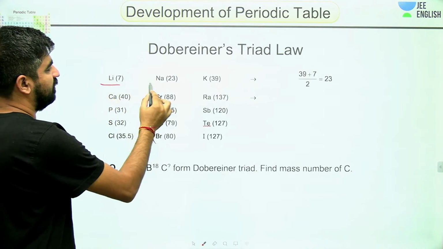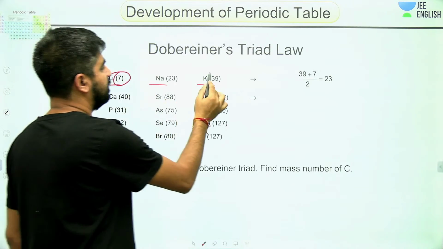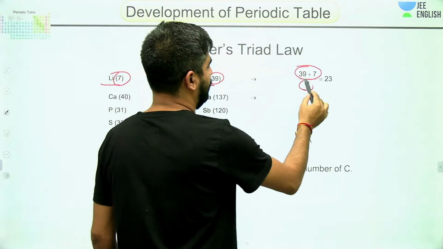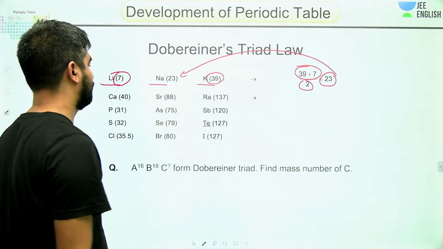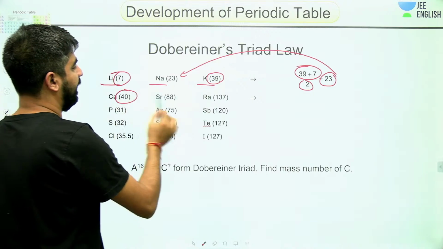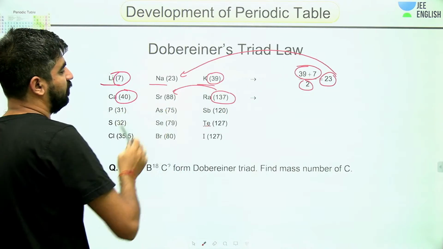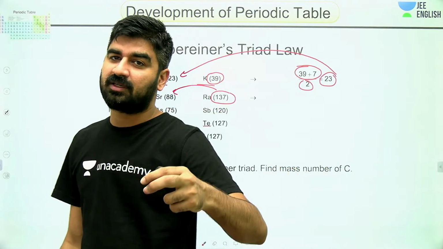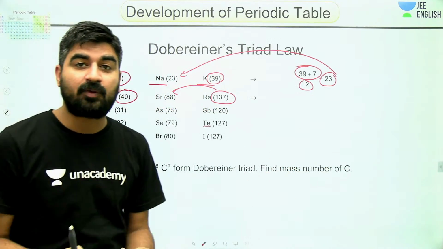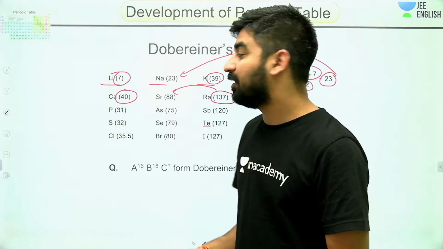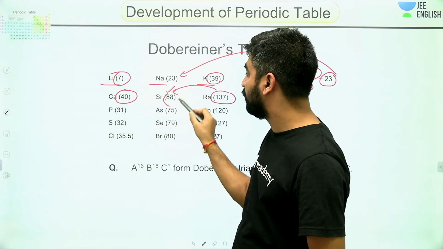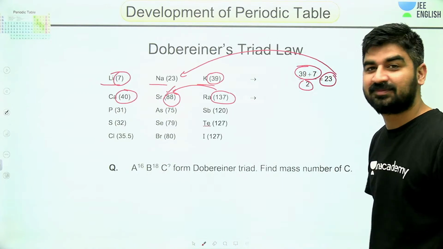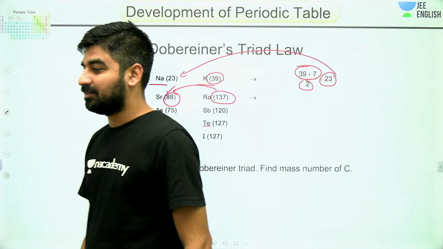Suppose I am arranging lithium, sodium and potassium. If you add 7 and 39 and divide that by 2, you will get 23. Similarly, if you add these two and divide by 2, you will get strontium. So he arranged the elements in groups of 3 in such a way that the middle one had similar properties, and its atomic mass was what? The arithmetic mean of the other two.